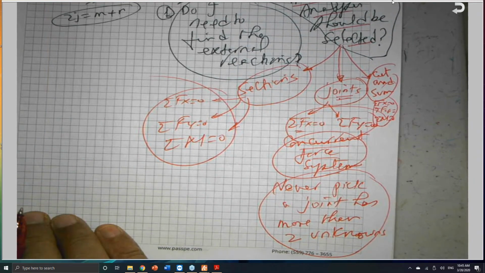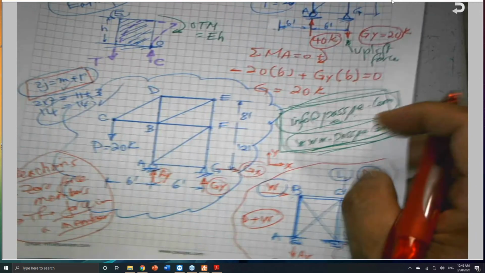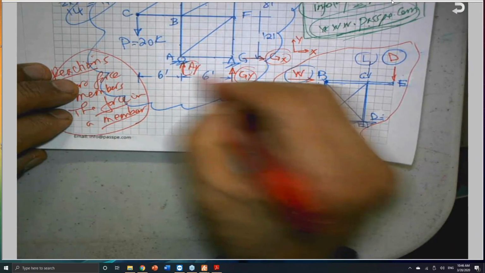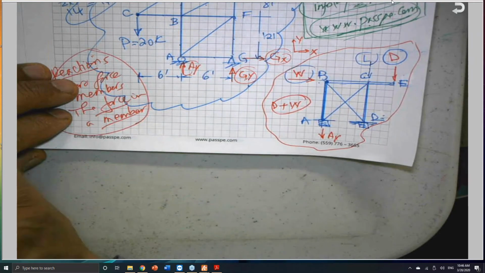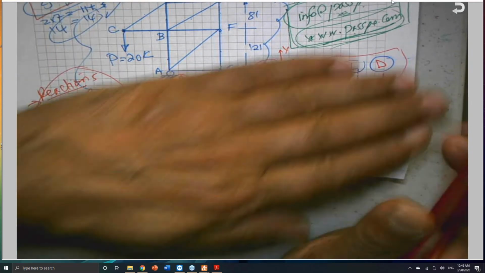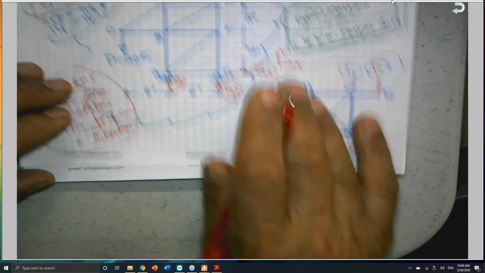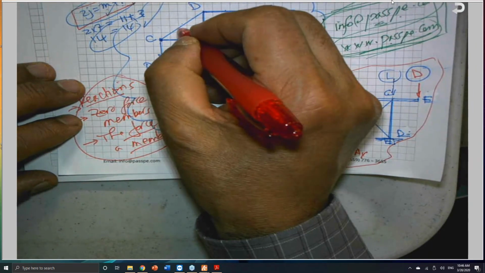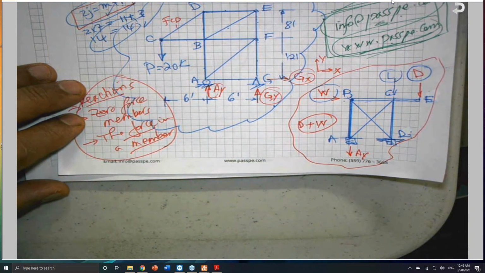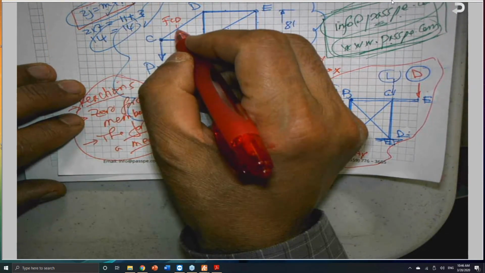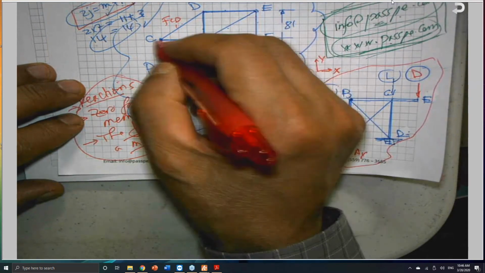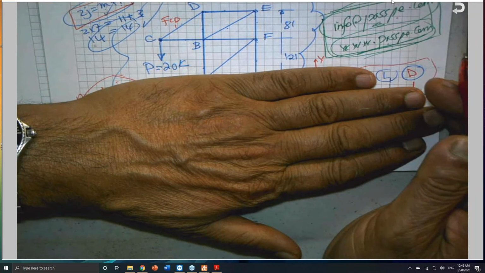So when you look at a truss, you have to decide very quickly. Do I need to find these external reactions, A sub y, G sub y, G sub x, or not? Maybe they are not required at all, so don't jump and find them. For example, if he is asking what is the force in the member CD, this force can be found without really looking at these reactions at all.